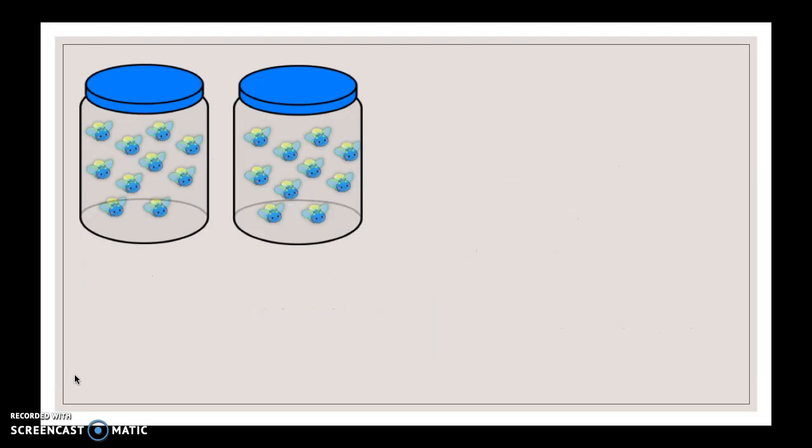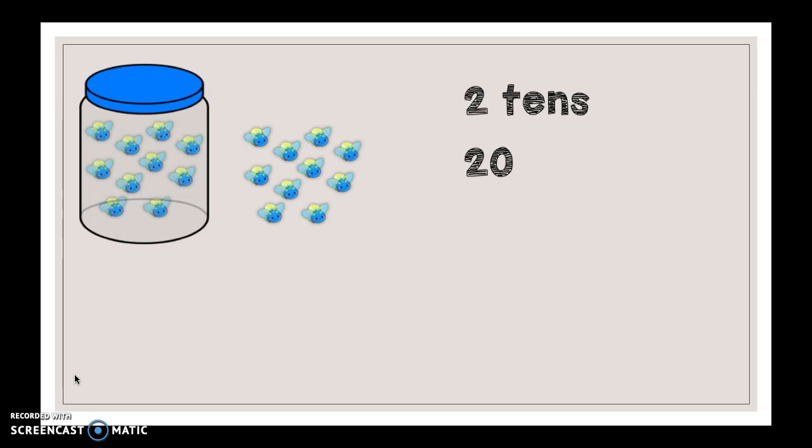Here we go. All right, here's a picture of some fireflies. Now I could say that there are 2 tens worth of fireflies. If I want to know that value, I would just have to count by tens. 10, 20. Now, watch what happens when I take one of my groups of tens out of the jar. Ooh. Now I have one group of 10, and then I have 1, 2, 3, 4, 5, 6, 7, 8, 9, 10. 10 ones. So I have 1 ten and 10 ones.